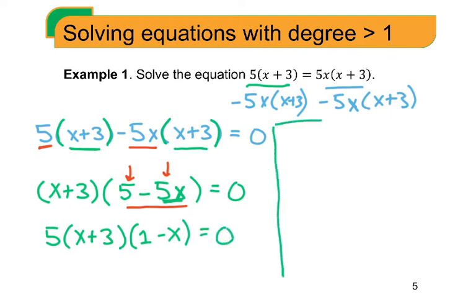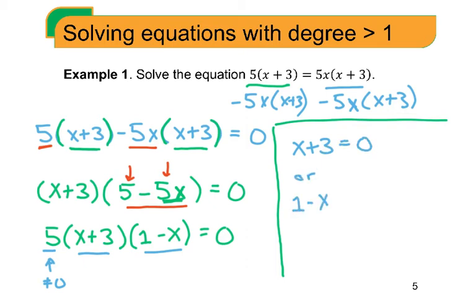So now my solutions come from setting each factor equal to 0 and solving for x. Now, this is a factor, but this can never equal 0, so you don't have to worry about that one. So you put x plus 3 equals 0, or 1 minus x equals 0. Now, these are degree 1, so we know how to solve that. For the first one, this is x equals negative 3. Subtract 3 from both sides.